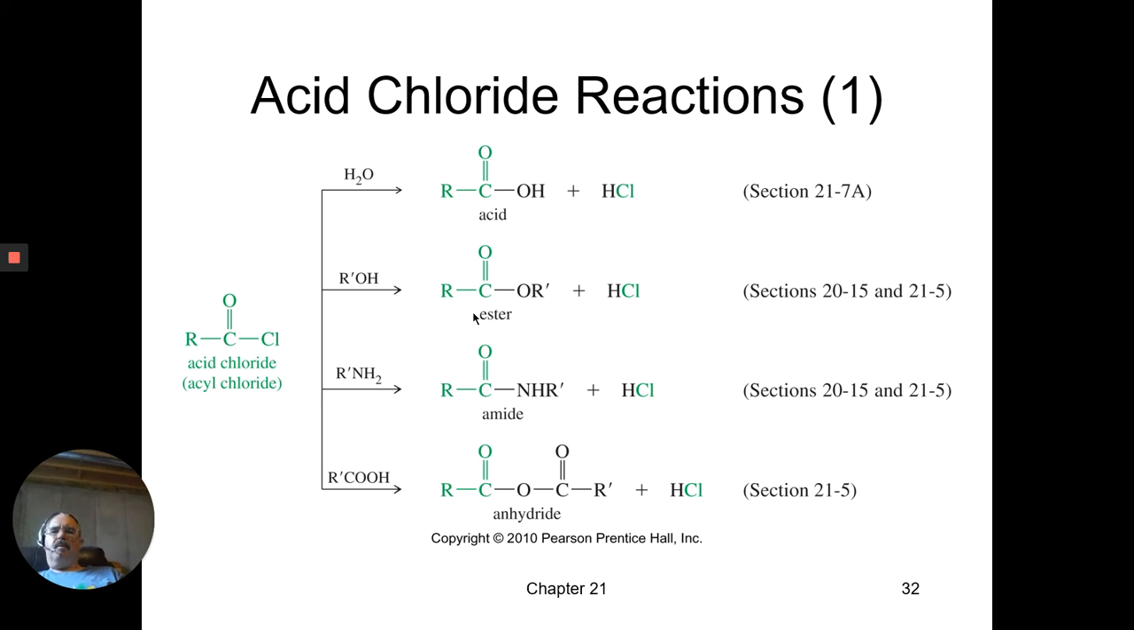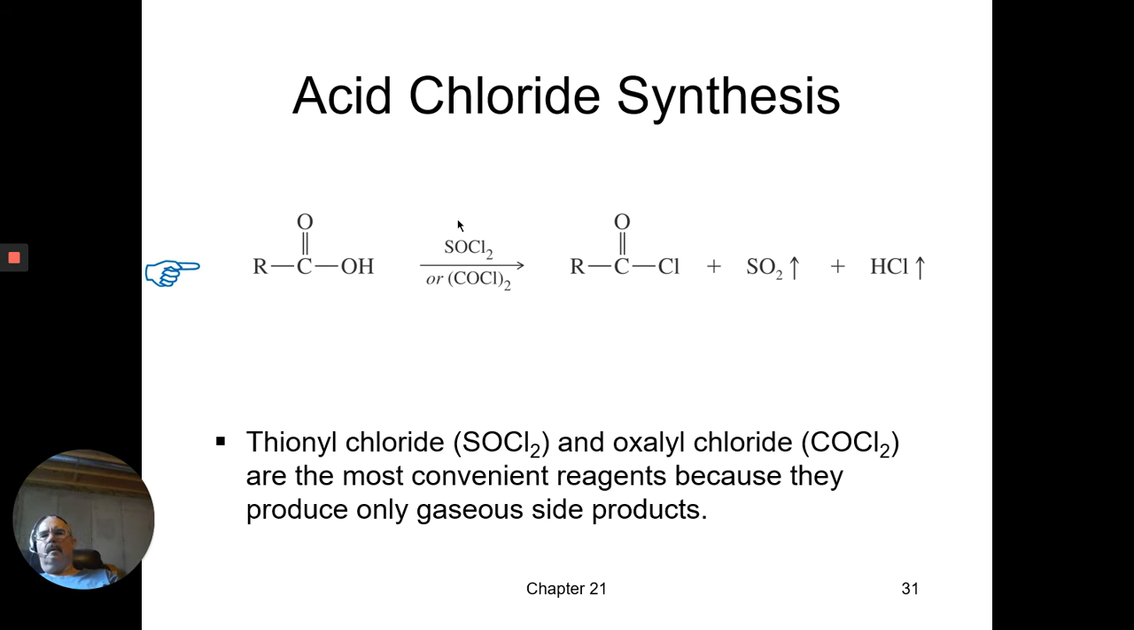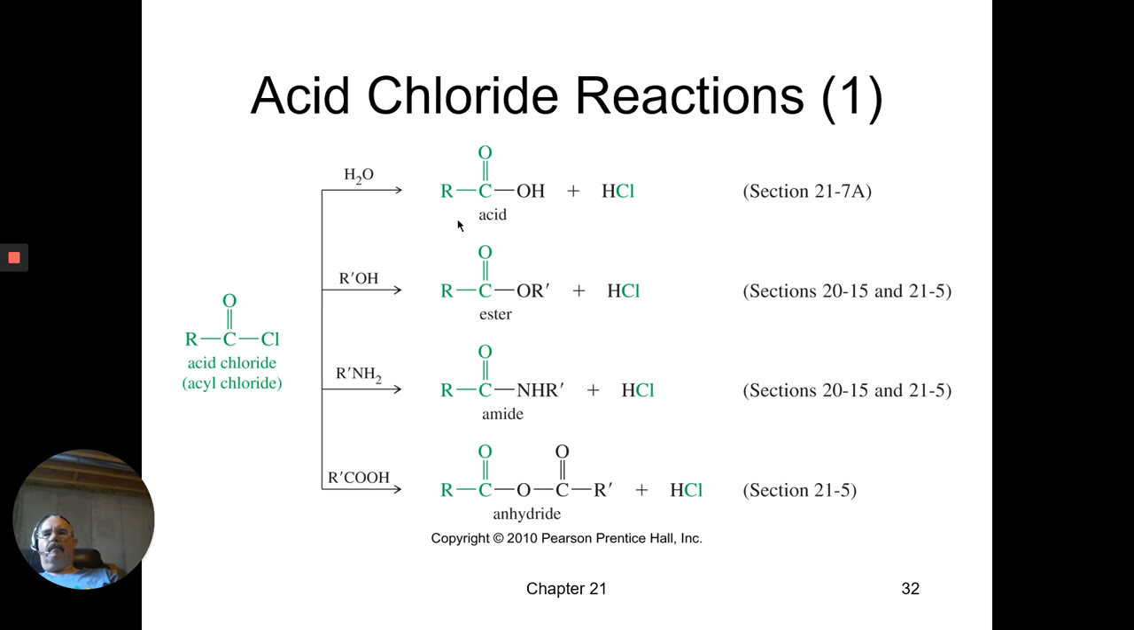Okay, so here's a summary of acid chloride reactions. Okay, with water, we get a carboxylic acid. With an alcohol, we get an ester. With an amine, we get an amide. With a carboxylic acid, we get an anhydride. Okay, notice that in all of these, the byproduct then is HCl.